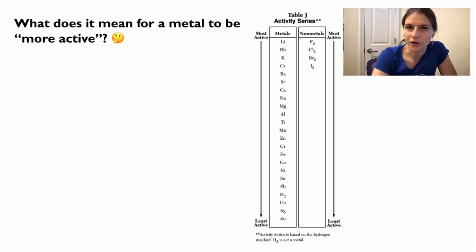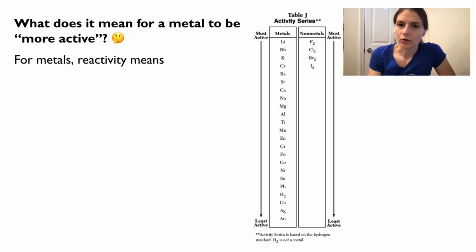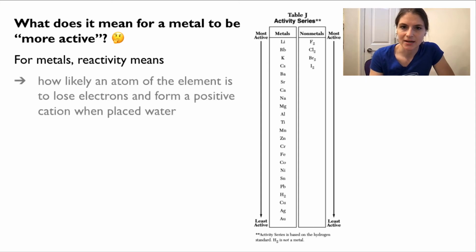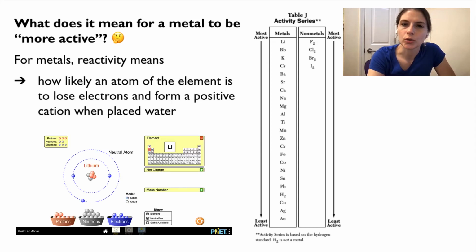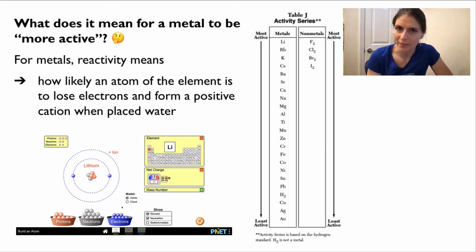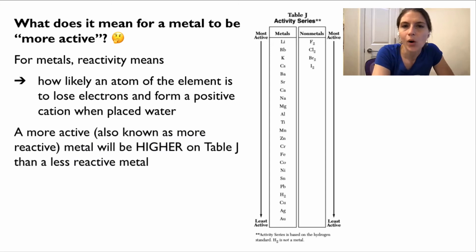So what does it mean for a metal to be more active? When we say that a metal is more active or reactive, what we're really saying is that the metal is more likely to lose electrons and form a positive cation when it is placed in water. Basically, we're saying how likely is this metal to lose electrons and become an ion if we drop it into a solution. A more active or a more reactive metal is higher on Table J than a less reactive metal. The more active metal is more likely to lose electrons, especially when placed in water, than the less reactive metal.